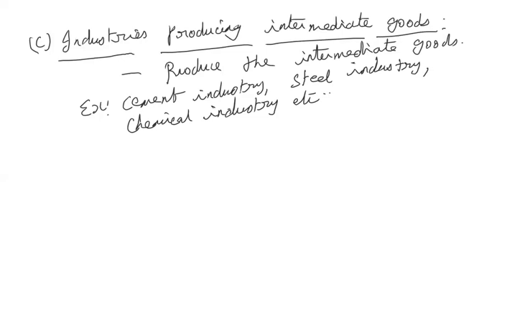And now cement, steel, chemical, they're all semi-finished goods, that's why they're all intermediary goods. And any industries that produce these intermediate goods are called the industries producing the intermediate goods. So this is the classification based on the usage of the final product from a particular industry.